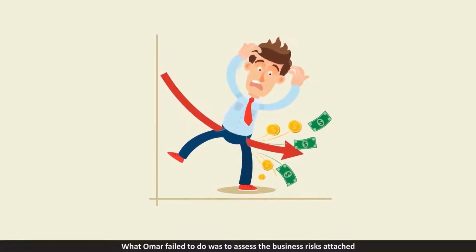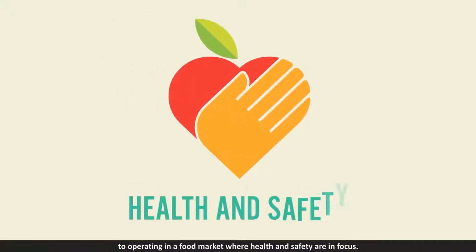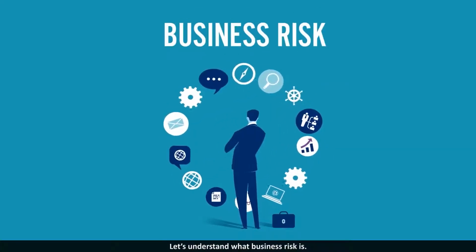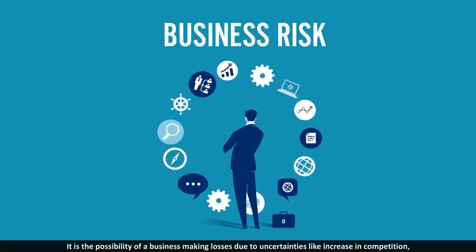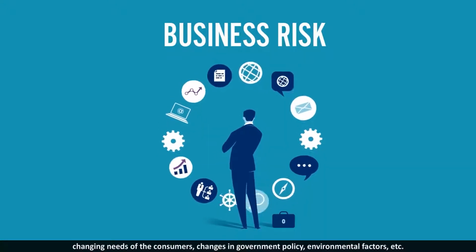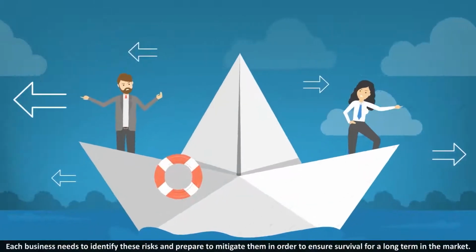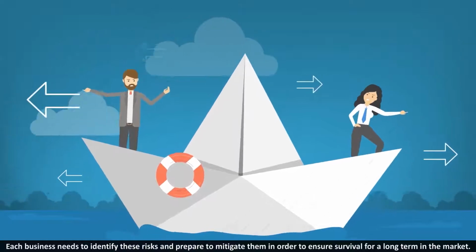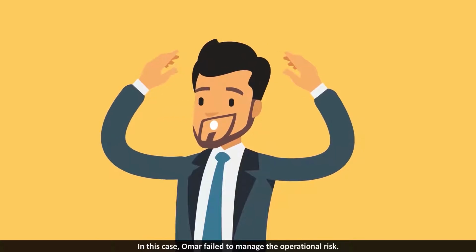What Omar failed to do was to assess the business risks attached to operating in a food market where health and safety are in focus. Let's understand what business risk is. It is the possibility of a business making losses due to uncertainties like increase in competition, changing needs of the consumers, changes in government policy, environmental factors, etc. Each business needs to identify these risks and prepare to mitigate them in order to ensure survival for a long term in the market. In this case, Omar failed to manage the operational risk.